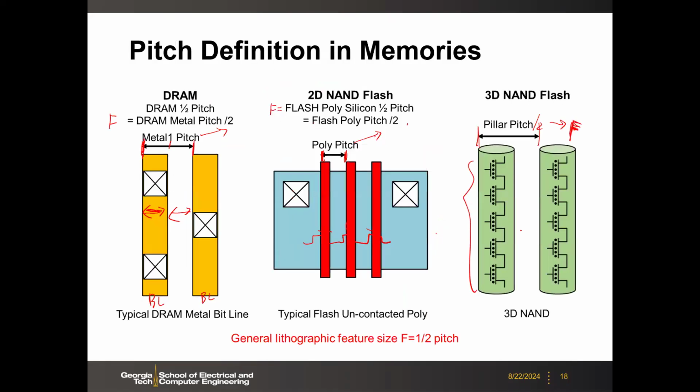For the memory, DRAM and 2D NAND, you can still use F as defined here. For 3D NAND, yes, you can define the F this way, but then what matters is how many layers you stack, okay? Any questions?